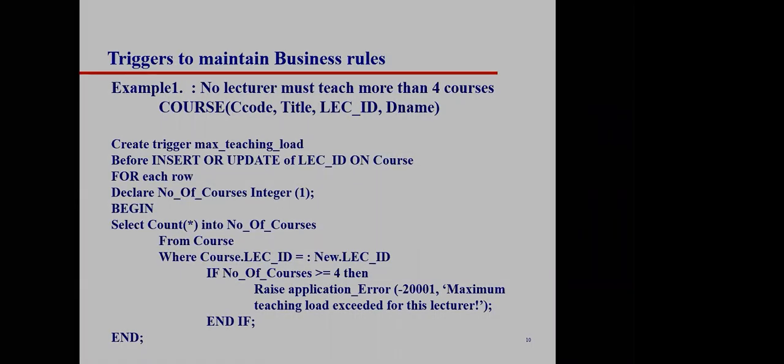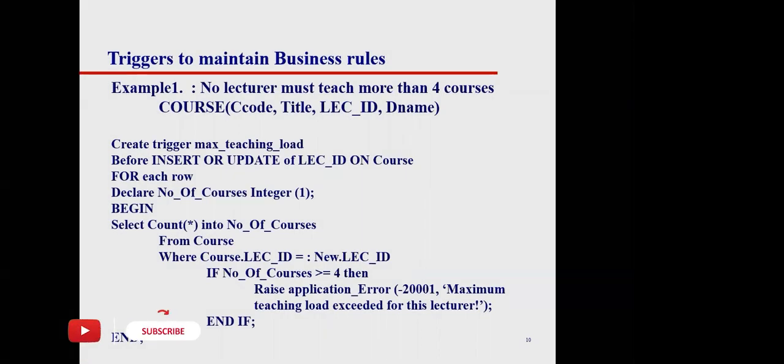Triggers to maintain business rules. There can be many kinds of business rules, depending on the business. Now one of the rules is that no lecturer must teach more than 4 courses. So a lecturer can go for a maximum of 4 different courses, otherwise it will be too heavy on them.